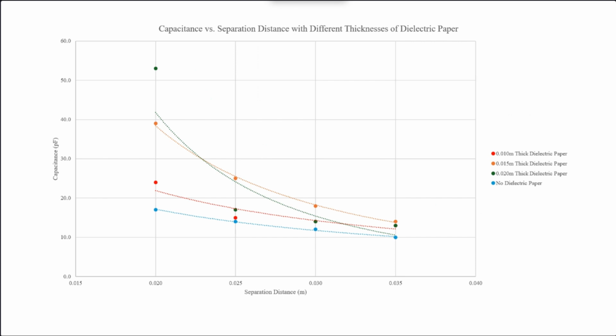In the graphs of capacitance versus separation distance with different thicknesses of the dielectric paper, the inverse proportionality may be observed. In addition, despite high errors in this section of the experiment, with the increase in thickness of the dielectric paper, an increase in capacitances at certain distances may be observed.